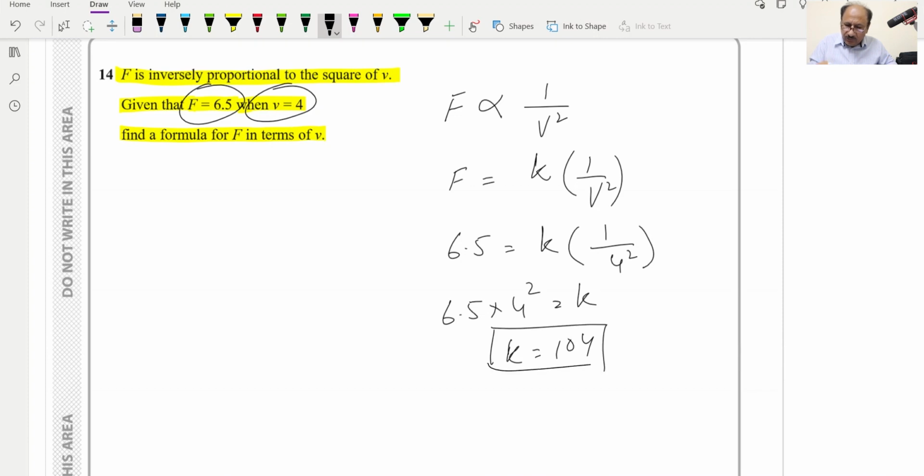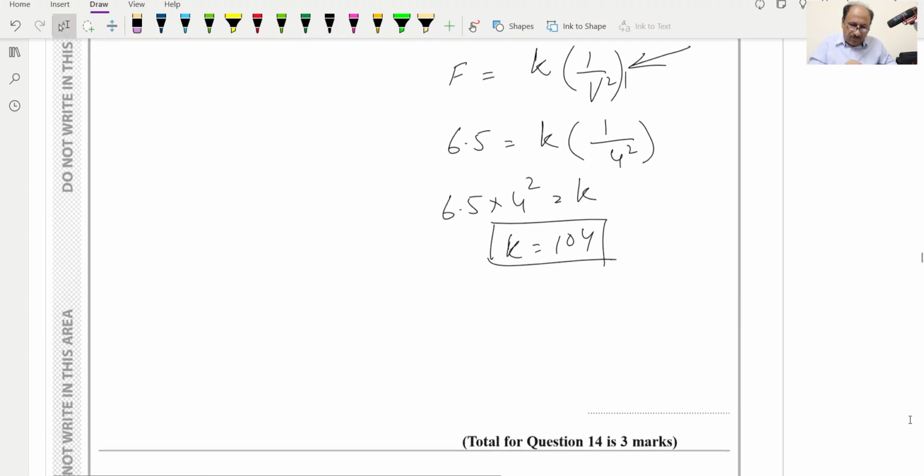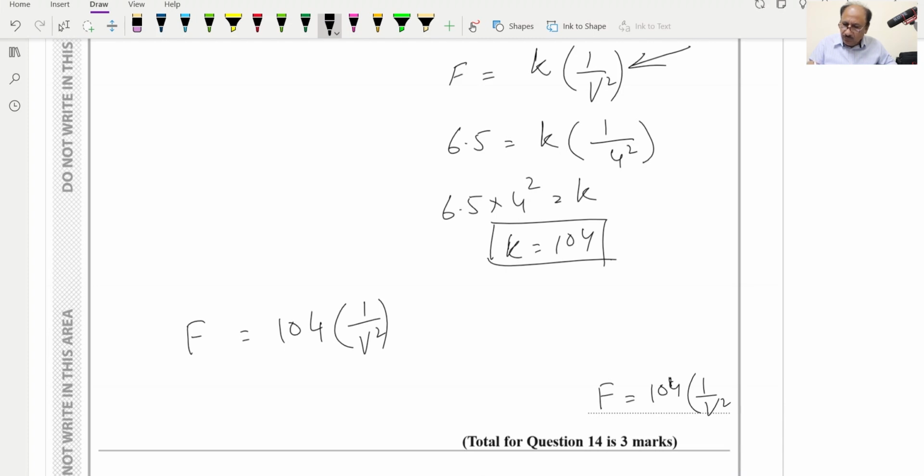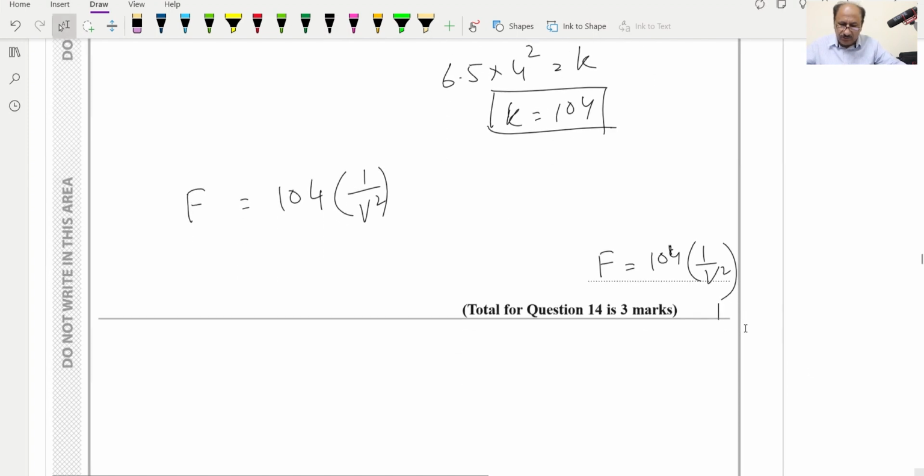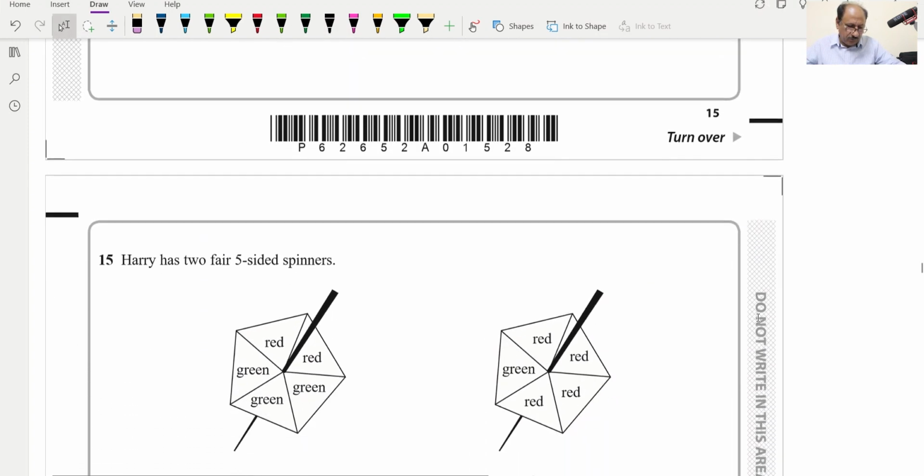This k value we can replace in this equation, and our final equation will be f is equal to 104 into 1 over v squared, and this will be our final answer. We can write f is equal to 104 into 1 over v squared. This will be our final answer. 3-mark question. Hopefully you understood this.